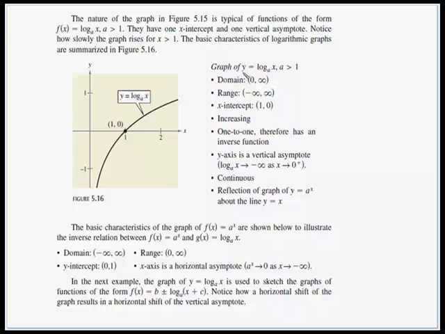The domain of the log, the numbers we're allowed to put in, are just the positives, 0 to infinity. We never go over here into the negative x territory. The range, the outputs, or the y-axis goes from negative infinity to positive infinity. We have an x-intercept instead of a y-intercept, and that x-intercept is at 1, 0. The function from left to right always increases. We know it's a 1-to-1 function. It passes the horizontal line test, and therefore it has an inverse function. The y-axis is a vertical asymptote.